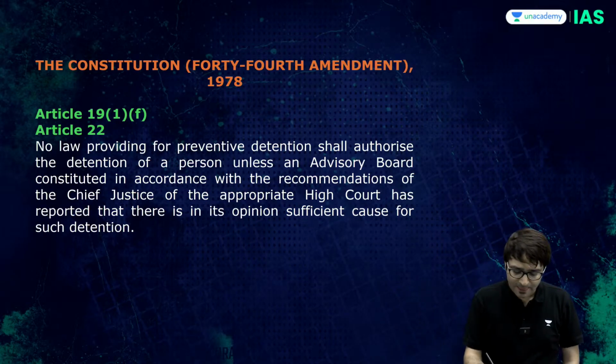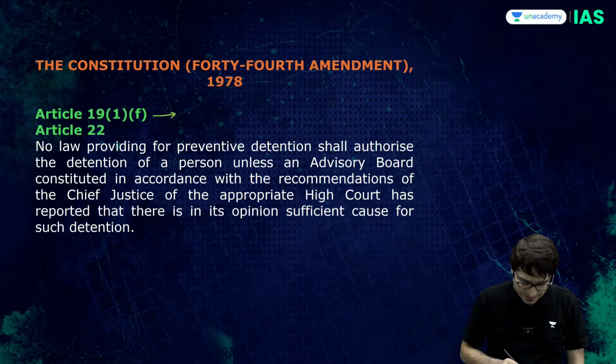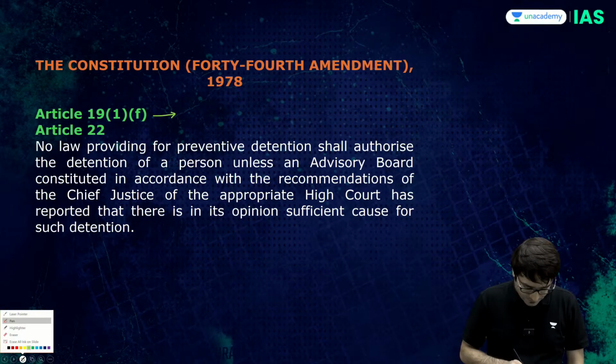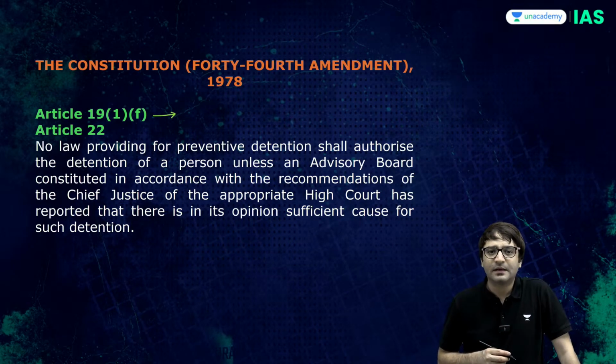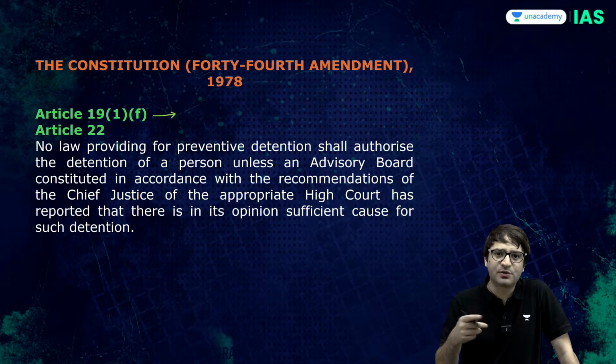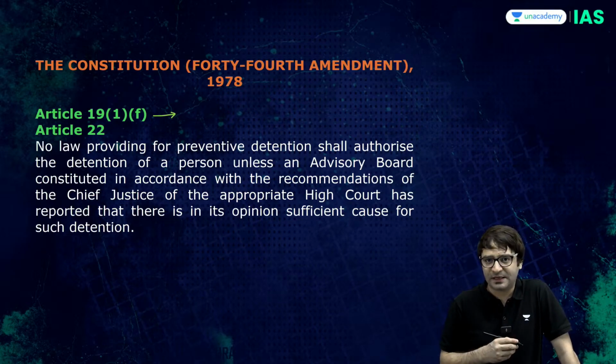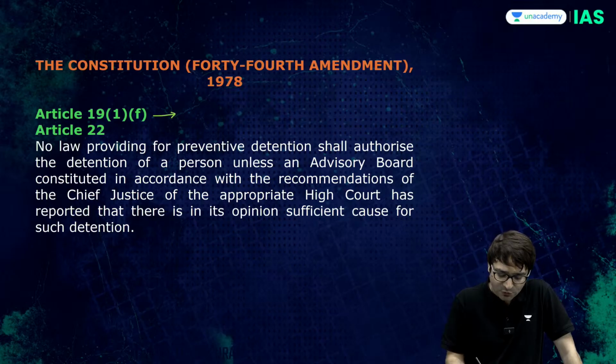The first was Article 19(1)(f), which means one of the natural rights mentioned under Article 19 was acquisition and disposal of property under Article 19(1)(f). This was omitted.